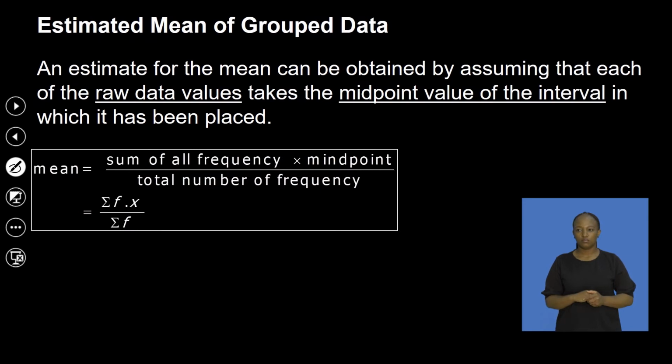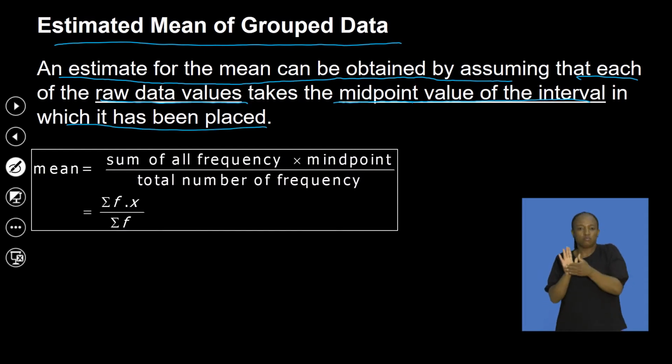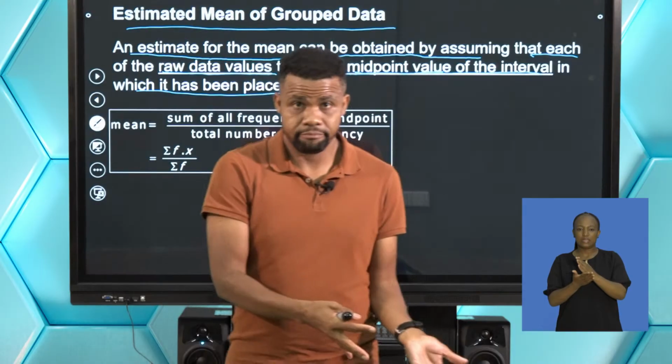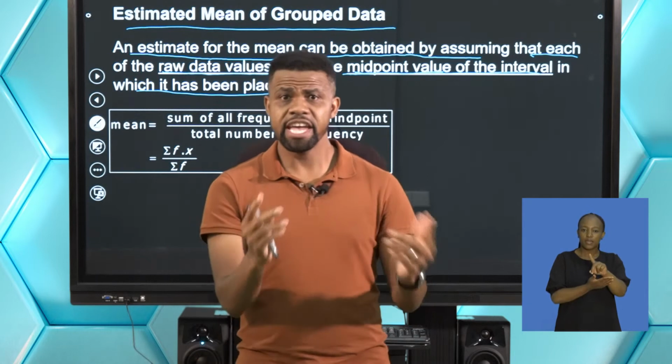So, estimated mean of grouped data. An estimated mean can be obtained by assuming that each of the raw data values takes the midpoint value of the interval in which it has been placed. The midpoint means halfway. Are we together? Midpoint means halfway.